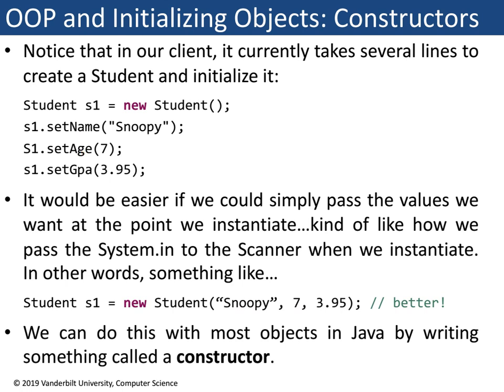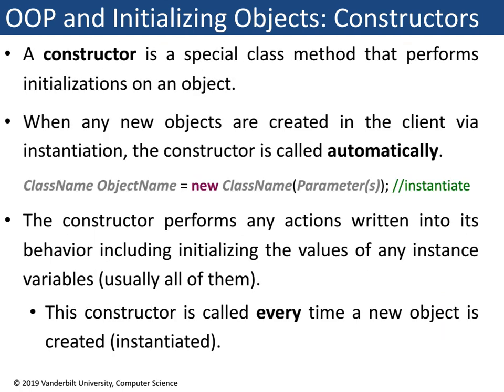So to make this a reality, what we need to do is use something called a constructor. A constructor is a very special class method that is going to perform initializations when we create an object. So when any new object is created in some client file, so we're instantiating an object, the constructor is automatically called. So when we said Student s1 equals new Student, open and close parentheses with no parameters, we were calling the default constructor.